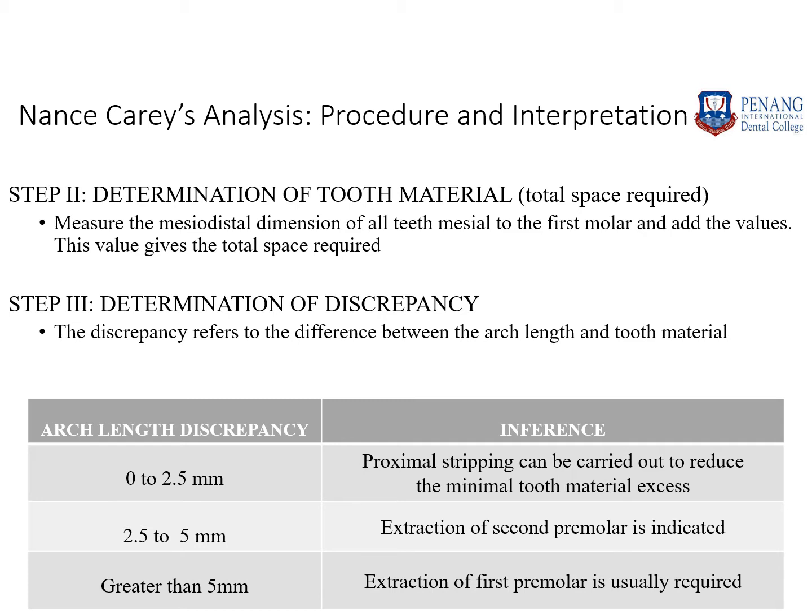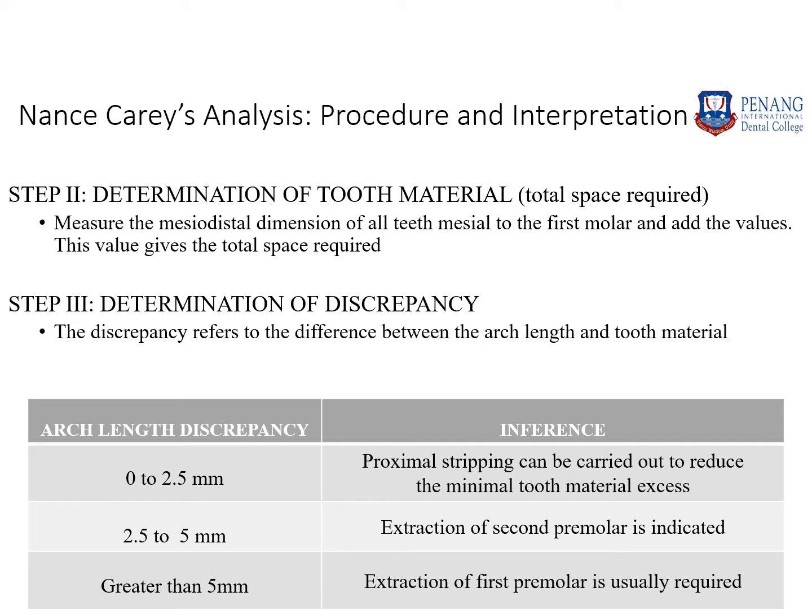Continuing the procedure of Nance-Carey's analysis, step 2 will involve the determination of tooth material. Here you will measure the mesiodistal dimension of all the teeth mesial to the first molar and add their values, that is from 4/5 all the way up to 3/5. You will add the mesiodistal dimensions of each of these teeth, and then you get a value, and this value will give you the total space required.